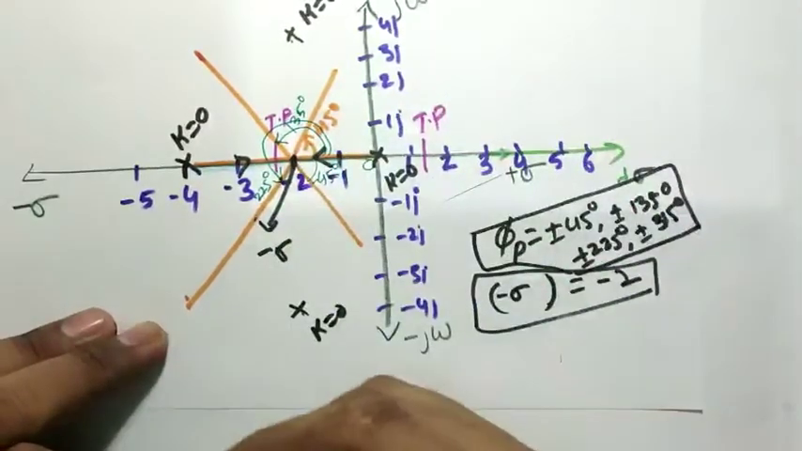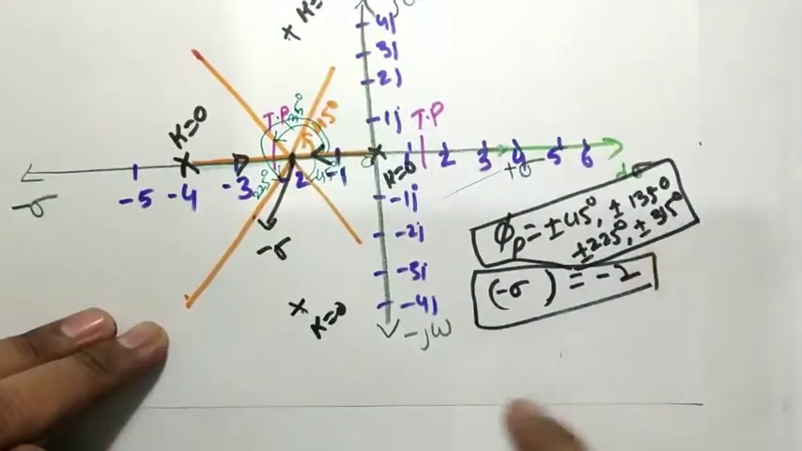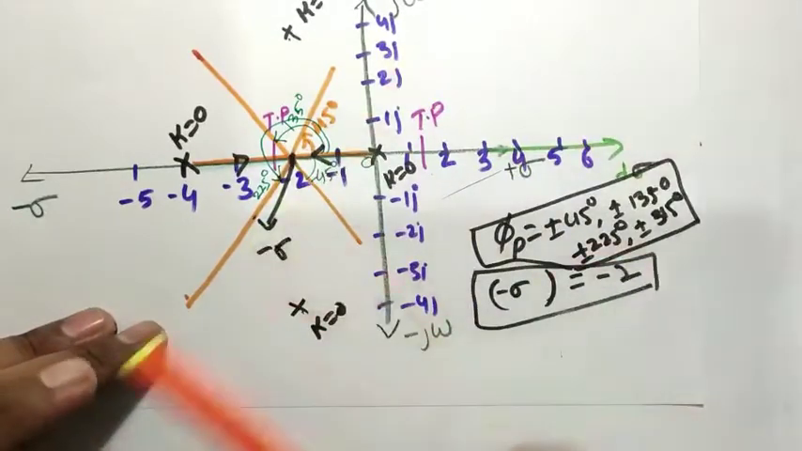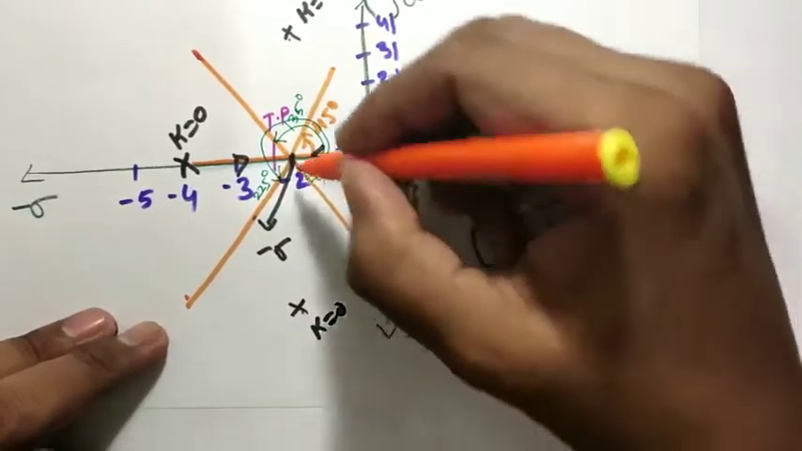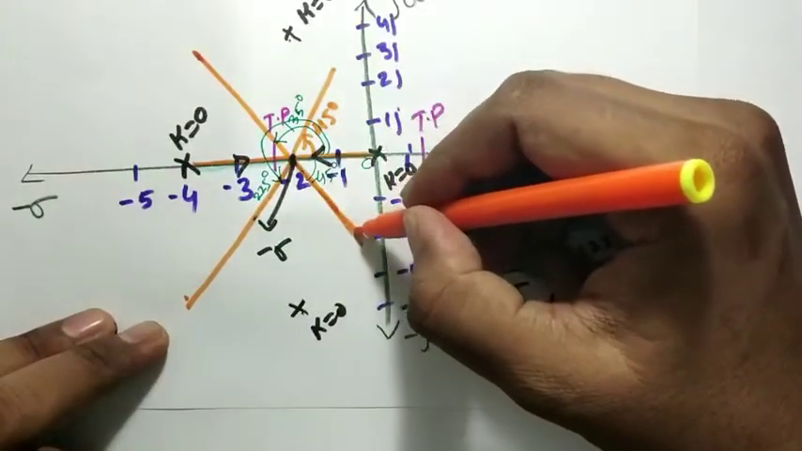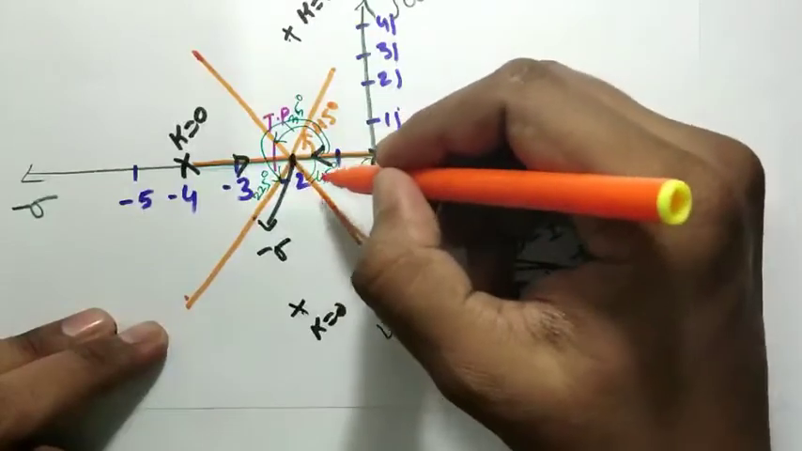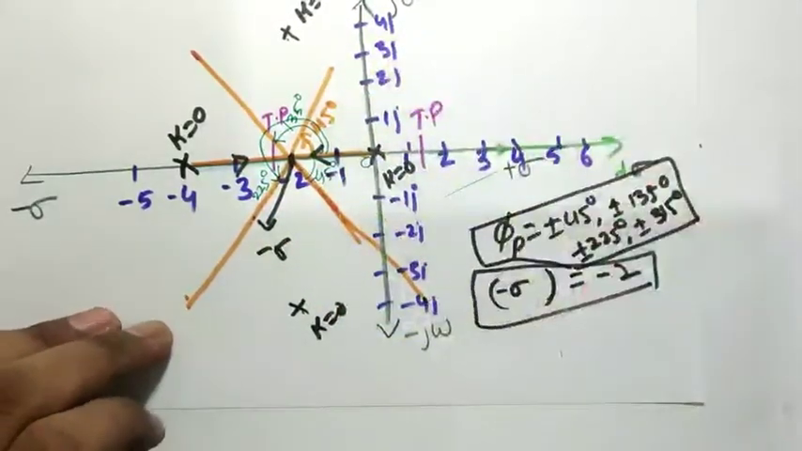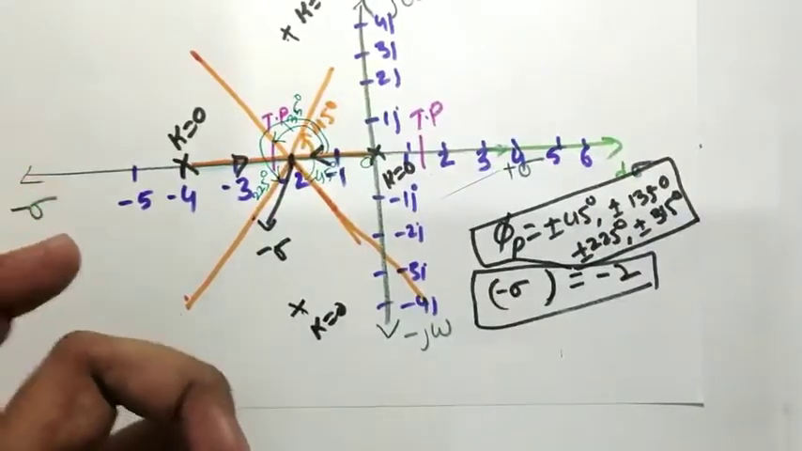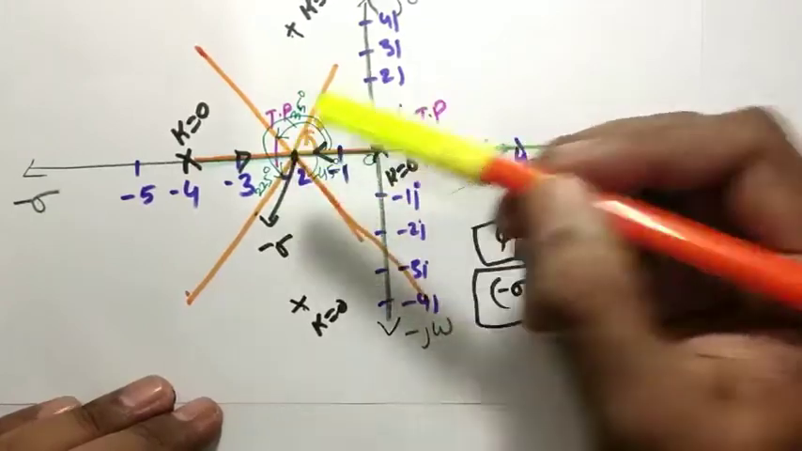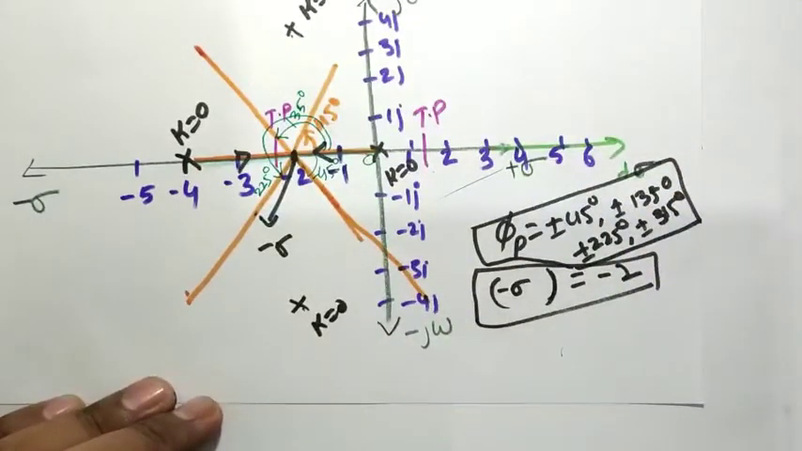So next one is 315. So this will go in this direction. So 315 in this direction it will go. So that will be 315 degrees. So now we have drawn asymptotes from the centroid. From the centroid only we have to draw the asymptotes.